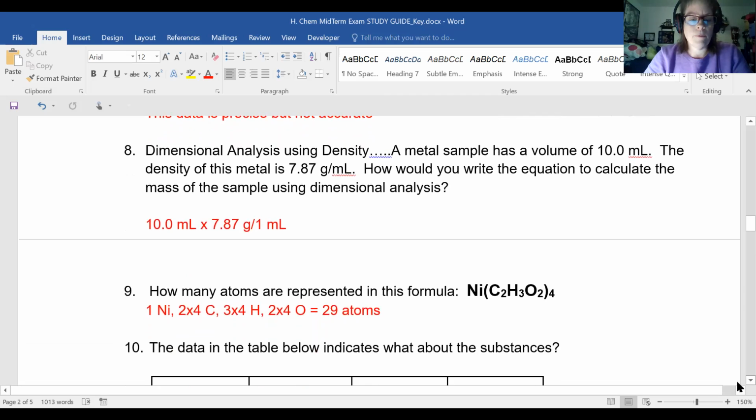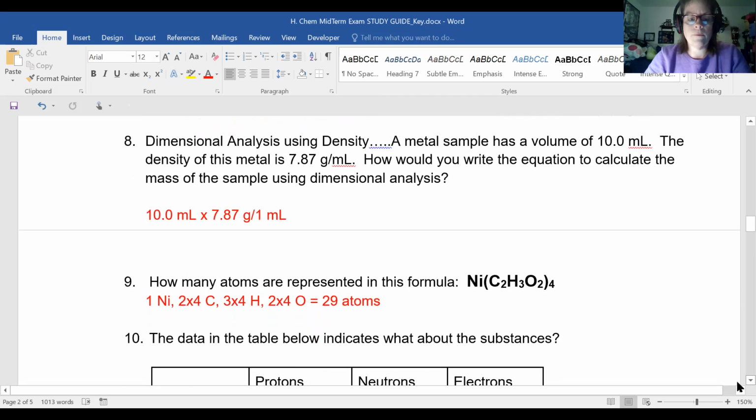All right, looking at dimensional analysis. We're looking at using density. A metal sample has a volume of 10.0 milliliters. The density of the metal is 7.87 grams per milliliter. How would you write the equation to calculate the mass of a sample using dimensional analysis? So here we go: 10.0 milliliters times 7.87 grams per 1 milliliter.